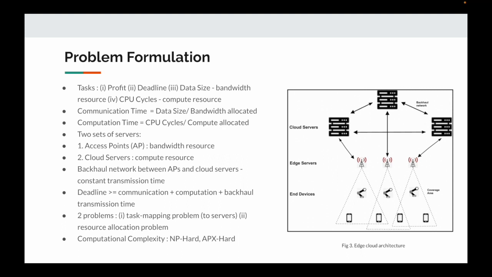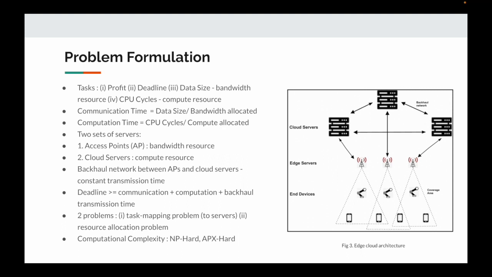So essentially, we are solving 2 algorithmic challenges. One is the task mapping problem, wherein we need to choose exactly which servers the task is mapped to. And second is the resource allocation problem, wherein we need to decide how much bandwidth and compute resource exactly the access point and cloud servers are giving to each task.